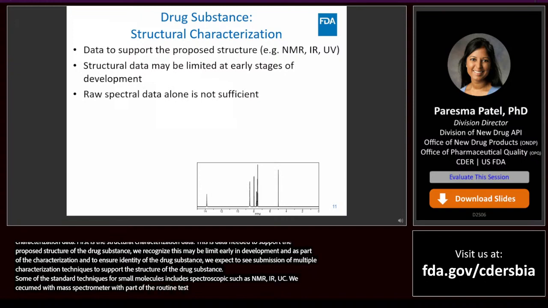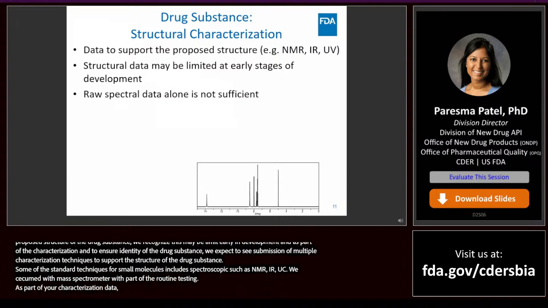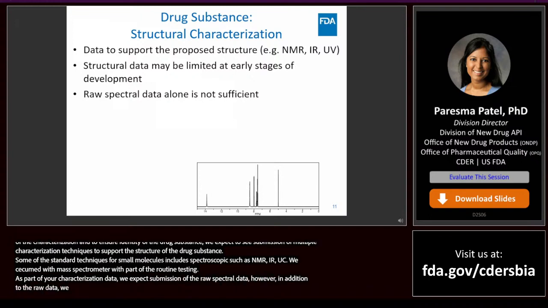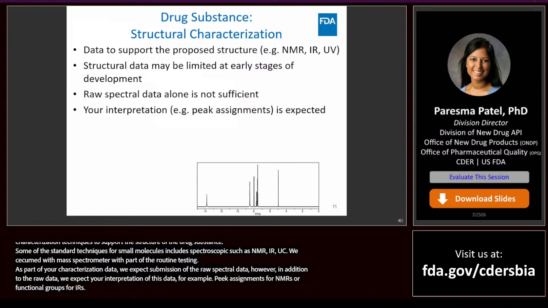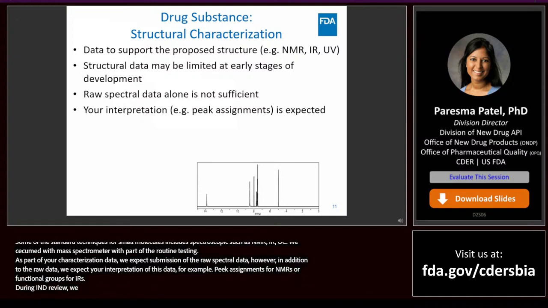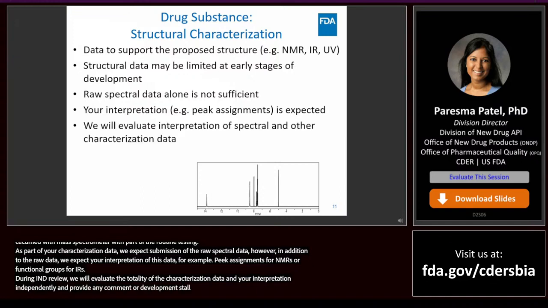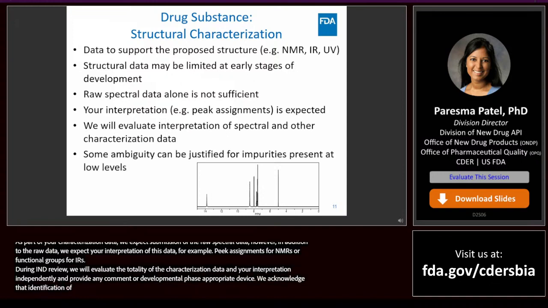As part of your characterization data, we expect submission of the raw spectral data. However, in addition to the raw data, we expect your interpretation of this data. For example, peak assignments for NMRs or functional group assignments for IRs. During IND review, we will then evaluate the totality of the characterization data and your interpretation independently and provide any comments or developmental phase-appropriate advice. We acknowledge that identification of some peaks may be ambiguous, as you may not have identified all of the impurities that are present at low levels.